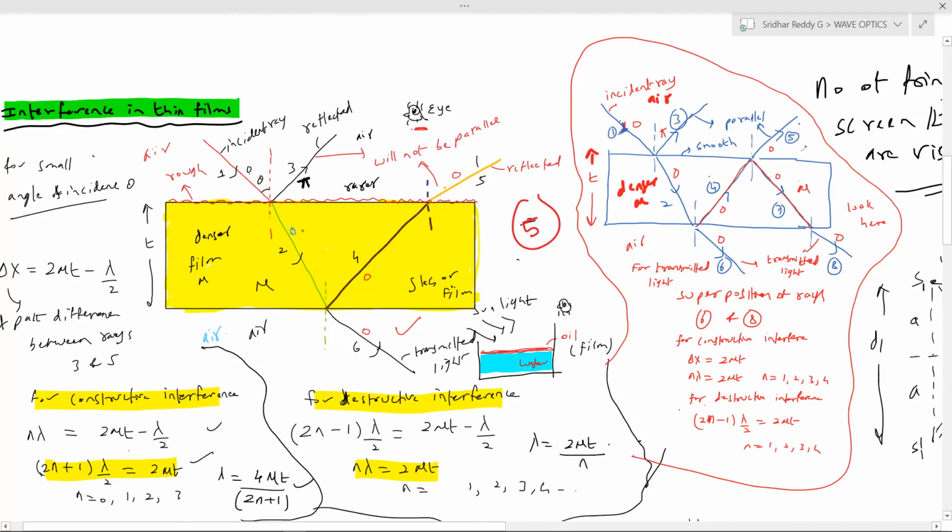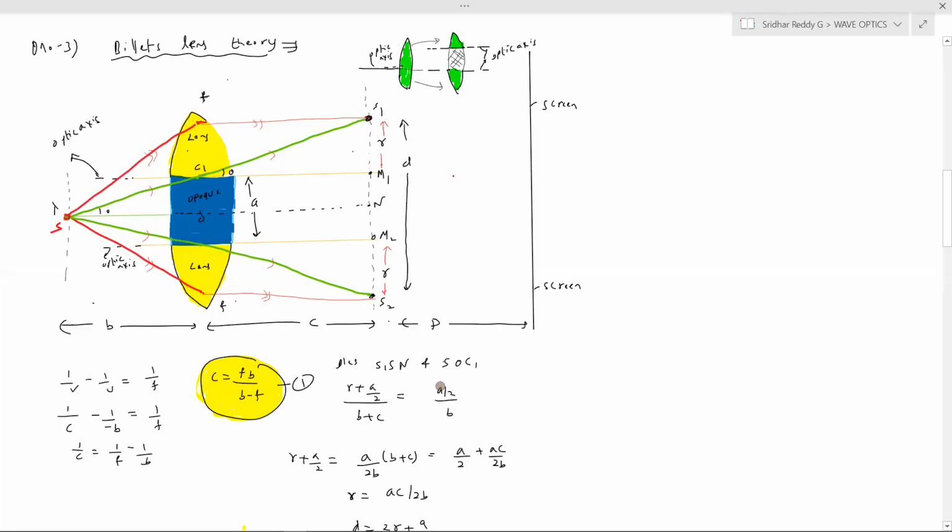Okay, this is about the basic idea of interference in thin films. After this, we'll go for the next one. We'll take the biprism, the Billet's lens. We'll discuss the idea behind the Billet's lens theory. First, what do you mean by Billet's lens? So we'll start with this.